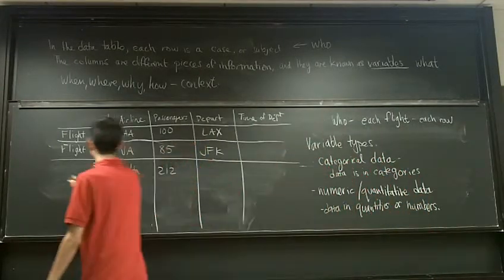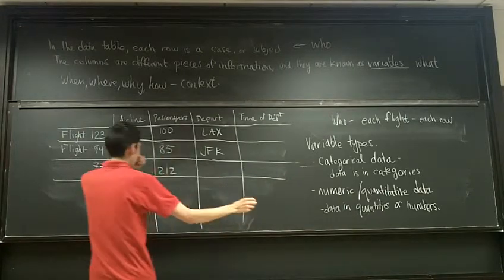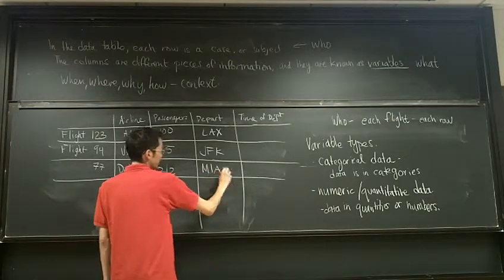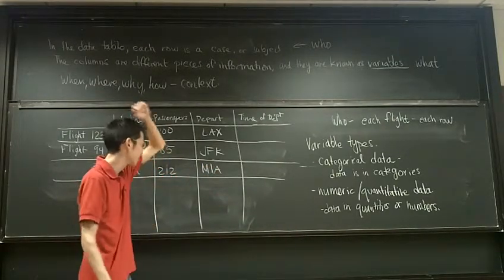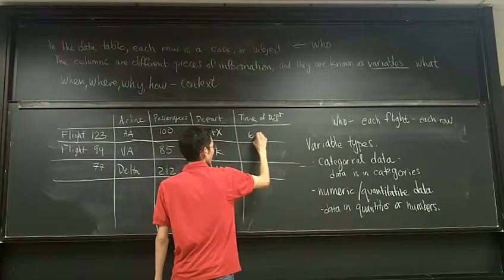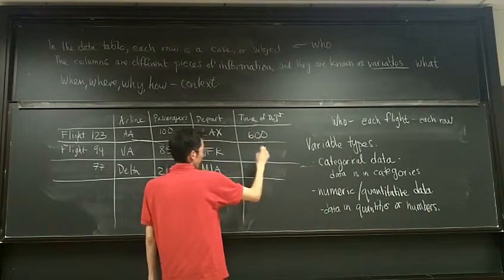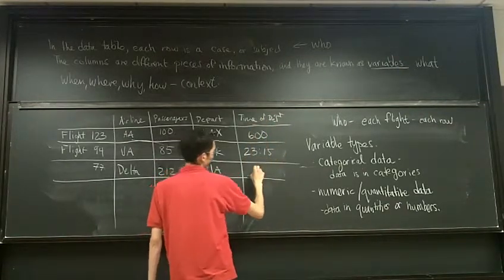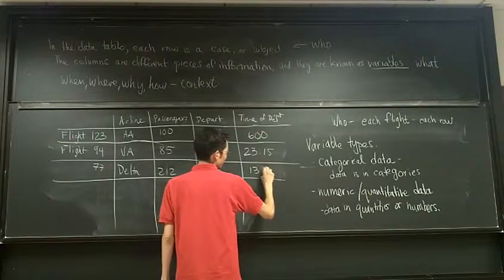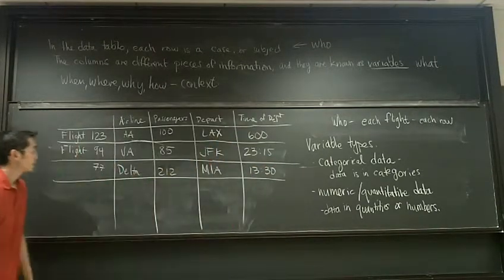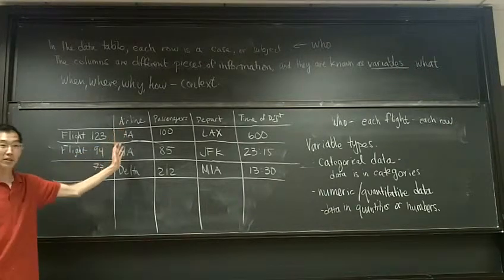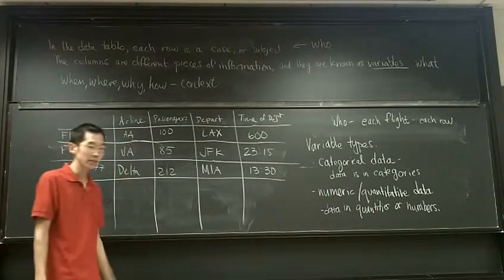So LAX, JFK, Miami. And time of departure, 6 a.m., 23:15, 11:15, and 13:30. In this case, our airline is categorical data.